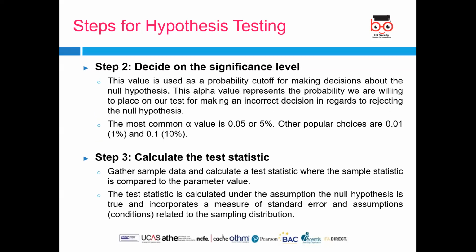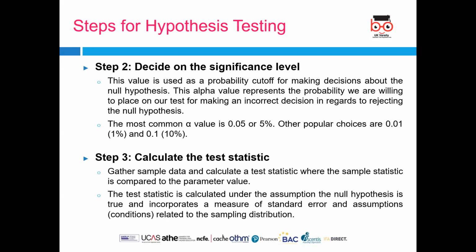Now, step two is to decide on the significance level. This value is used as a probability cutoff for making decisions about the null hypothesis. So basically, how much of the population agrees with the null hypothesis or alternative hypothesis. This alpha value represents the probability we are willing to place on a test for making an incorrect decision in regards to rejecting the null hypothesis.